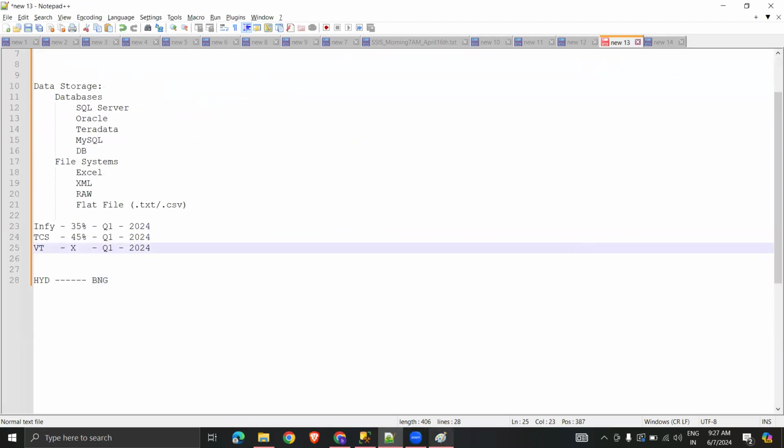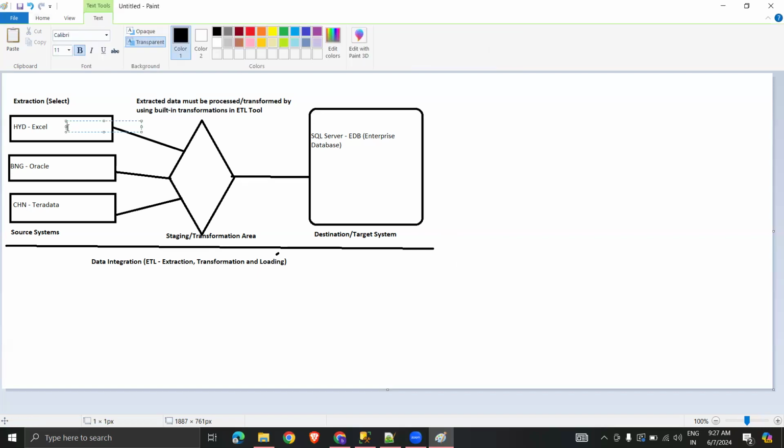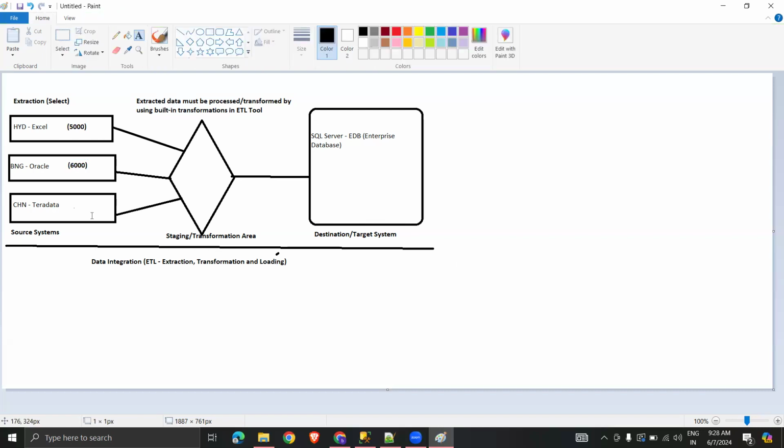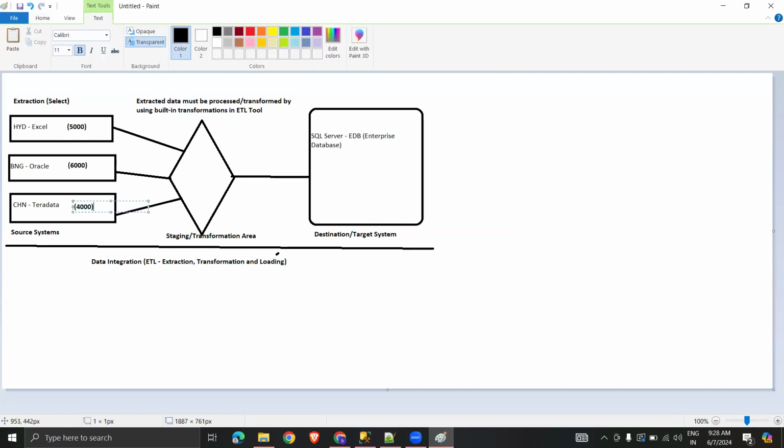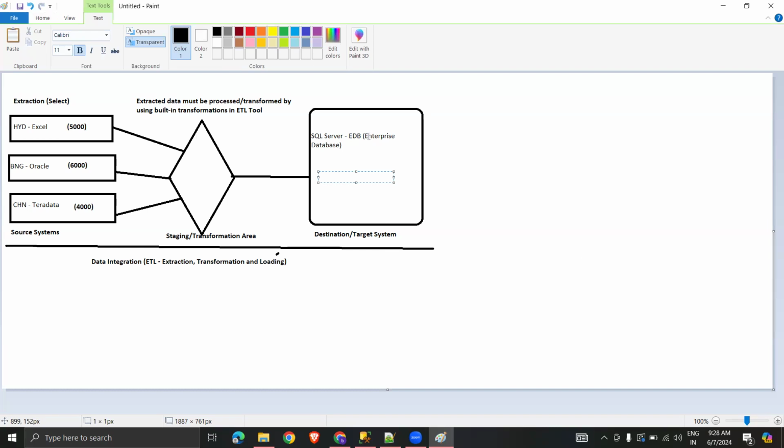Okay. Now, sir, we're done with the ETL process. For example, here I have 5,000 records. Here we have 6,000 records. And here we have again 4,000 records. If I go with the data integration or else ETL process, how many records are you expecting in your enterprise database? 15,000 records. This is your enterprise level business data.